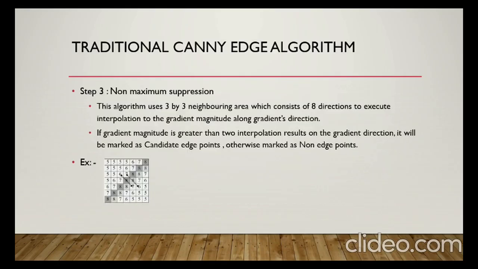The third step is non-maximum suppression. In this step we are using a 3x3 neighboring area. Consider a 3x3 window, and let us assume we are at the middle pixel, and there exist 8 directions. Just keep any one direction and consider the interpolated values along it. If the middle gradient pixel value is greater than the remaining 2 interpolated values, then we mark the middle pixel as an edge point, otherwise a non-edge point.